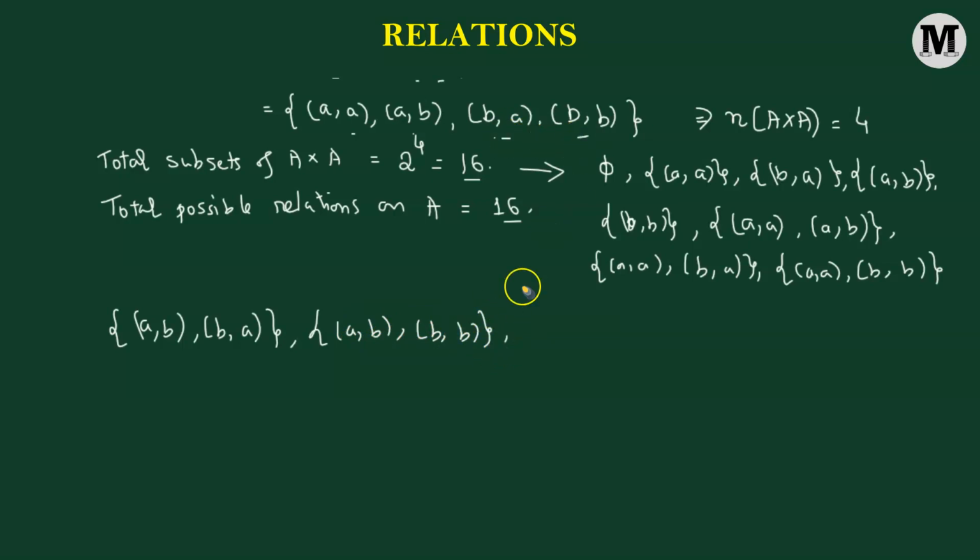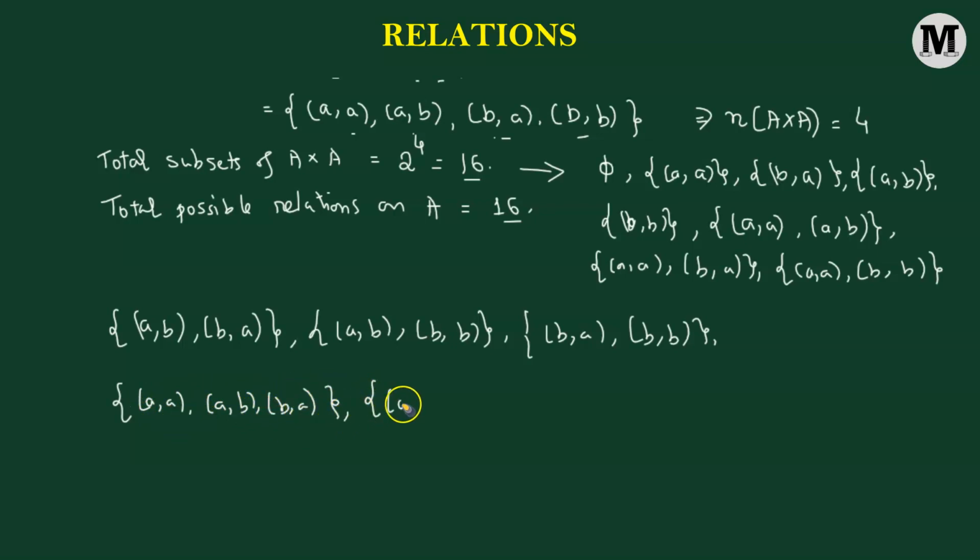Then we take the last pair of ordered pairs: the set {(b, a), (b, b)}. Next, we take 3 ordered pairs at a time. We can pick the first 3 ordered pairs, the set {(a, a), (a, b), (b, a)}. Next, we can pick the first ordered pair, the third ordered pair (b, a), and the fourth ordered pair (b, b). Then we consider another set containing the second ordered pair (a, b), the third (b, a), and the fourth (b, b).